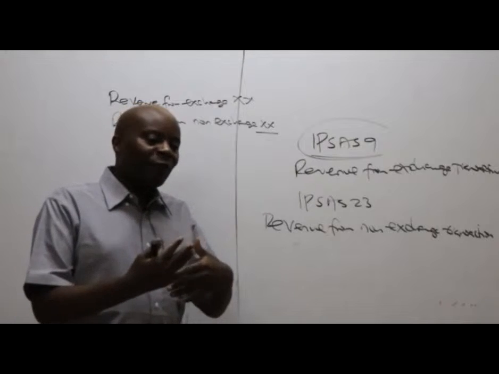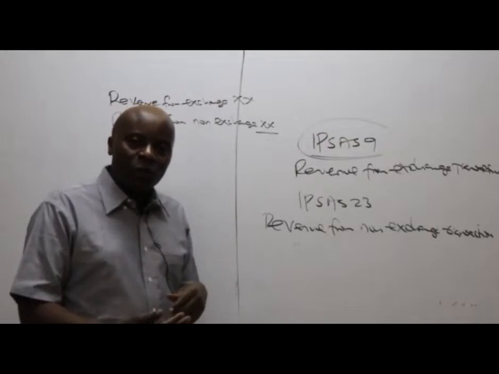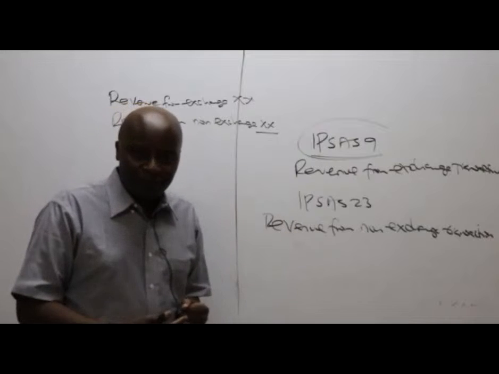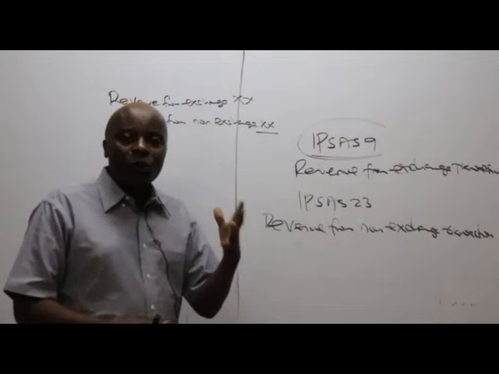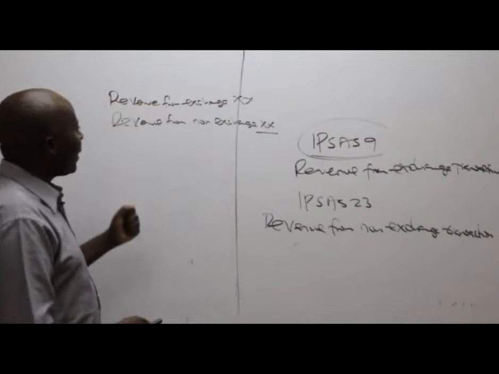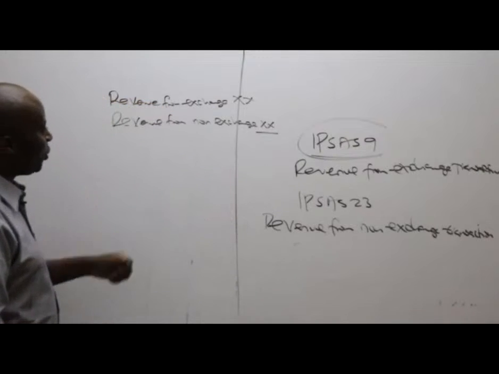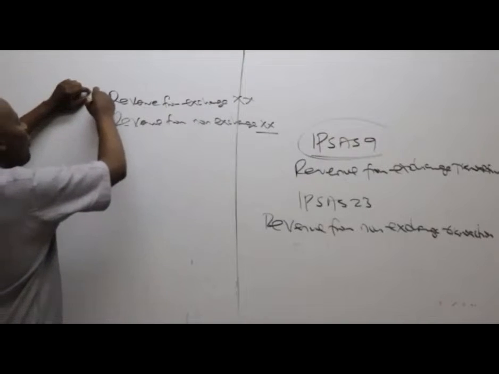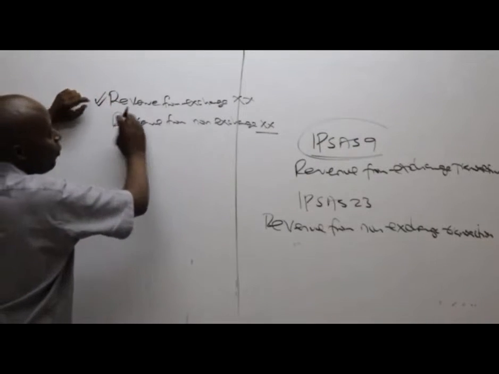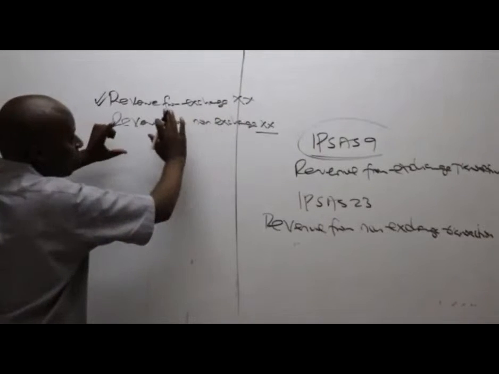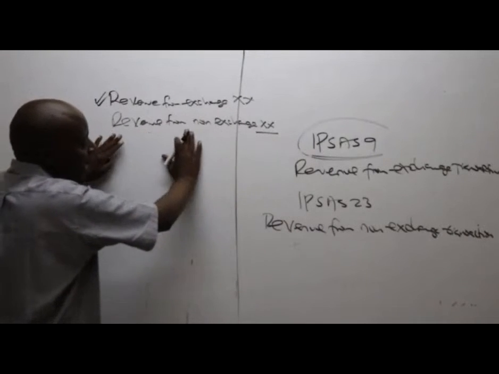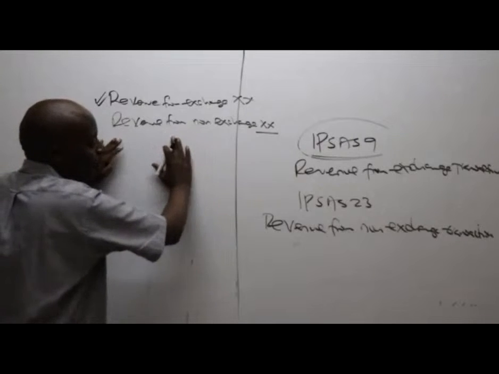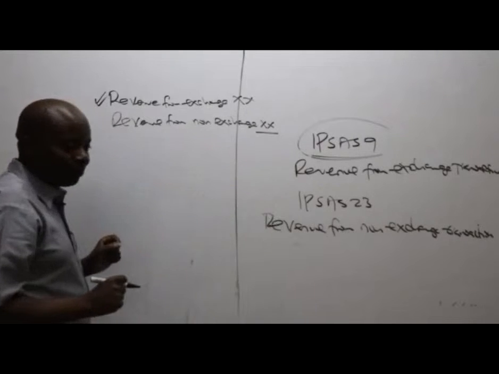If you look at, for example, the income statement of NGOs, like United Nations, like IGAD, like African Union, you will see that they have got two revenue items. We have revenue from exchange transactions, that is revenue captured using IPSAS 9, and then we have revenue from non-exchange, which is revenue captured using what? IPSAS 23.